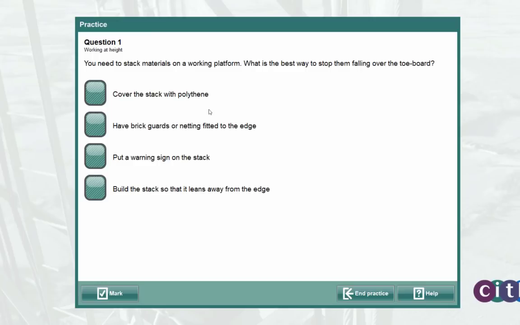You need to stack materials on a working platform. What is the best way to stop them falling over the toe board? Put a warning sign on the stack. Have brick guards or netting fitted to the edge. Cover the stack with polythene. Build the stack so that it leans away from the edge.